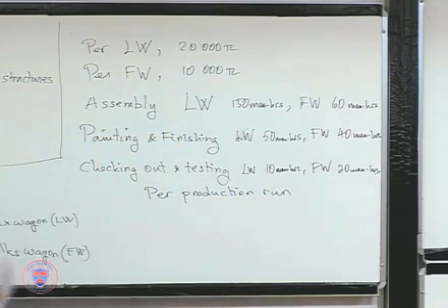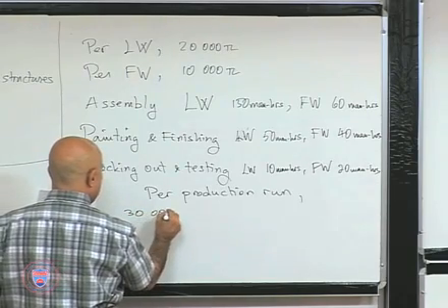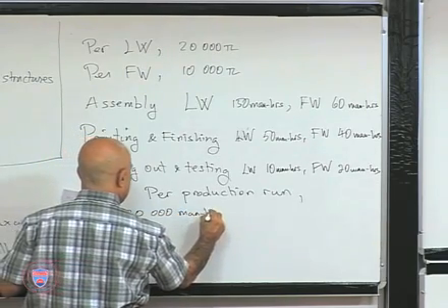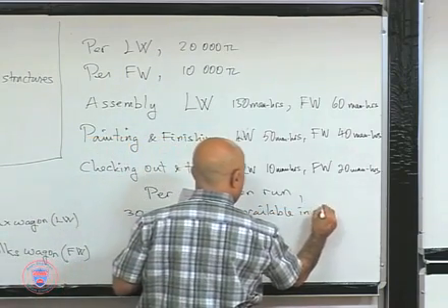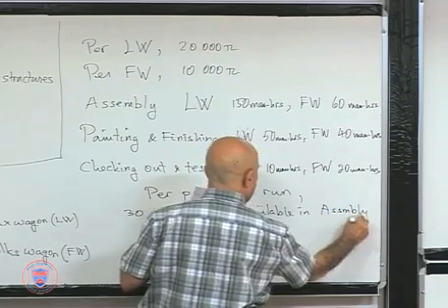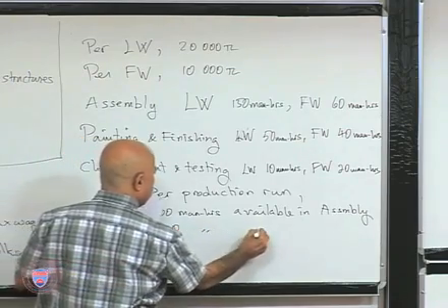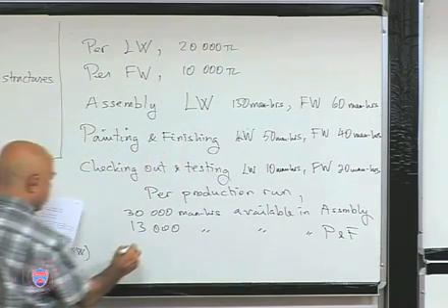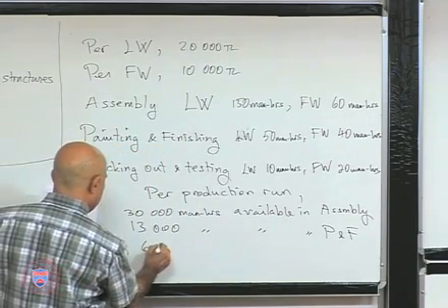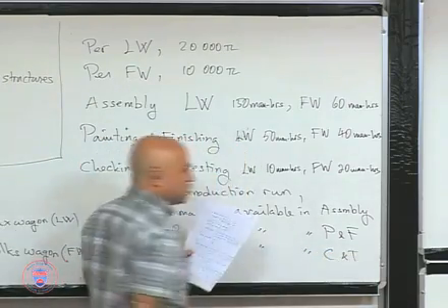Now, per production run, which could be a weekly or monthly production, we've got 30,000 man-hours available in the assembly division, and 13,000 man-hours available in the painting and finishing department, and 6,000 man-hours available in the checking out and testing division.